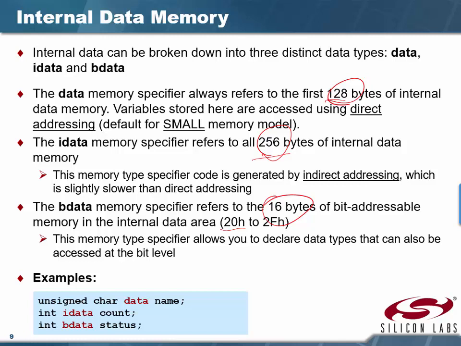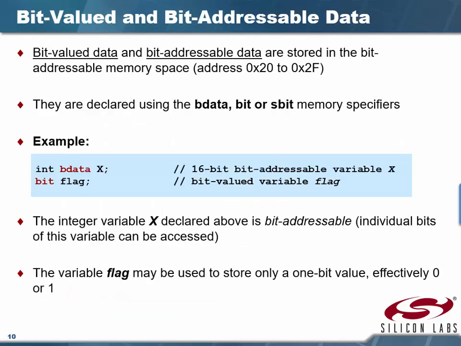Now, if you say bit, that means that particular variable is bit addressable. If you want to use something that you can address and assign bits to, in other words, a 1 or a 0 for a certain location, it's got to go in bData. The data and the iData, it doesn't really matter. And we can set bit flags. A bit is always going to be in bData, by the way.